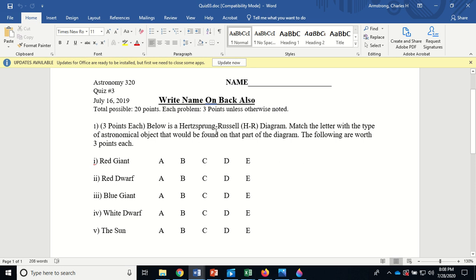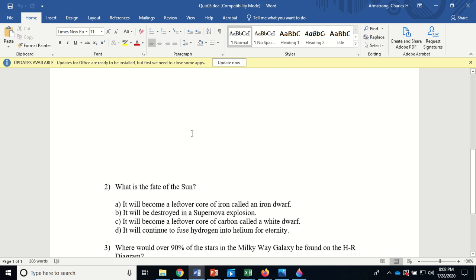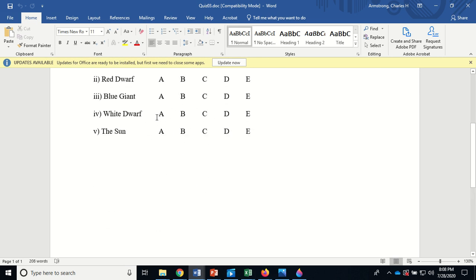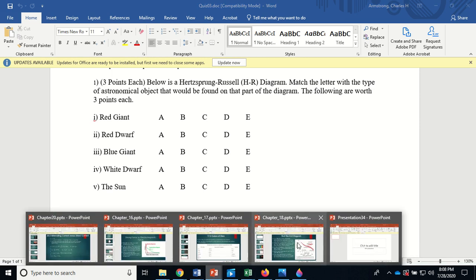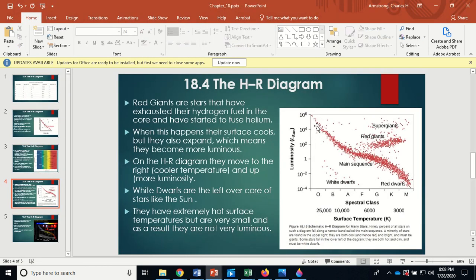Okay, below is an HR Russell diagram. I would have to draw the diagram in here, but what I would do is take off the names red giant, red dwarf, blue giant, white dwarf, and put letters in. I could have had an A up here, so for the blue giants you would circle A. Then I could have had a B over here, so for the red giants you'd circle B, or that type of thing.